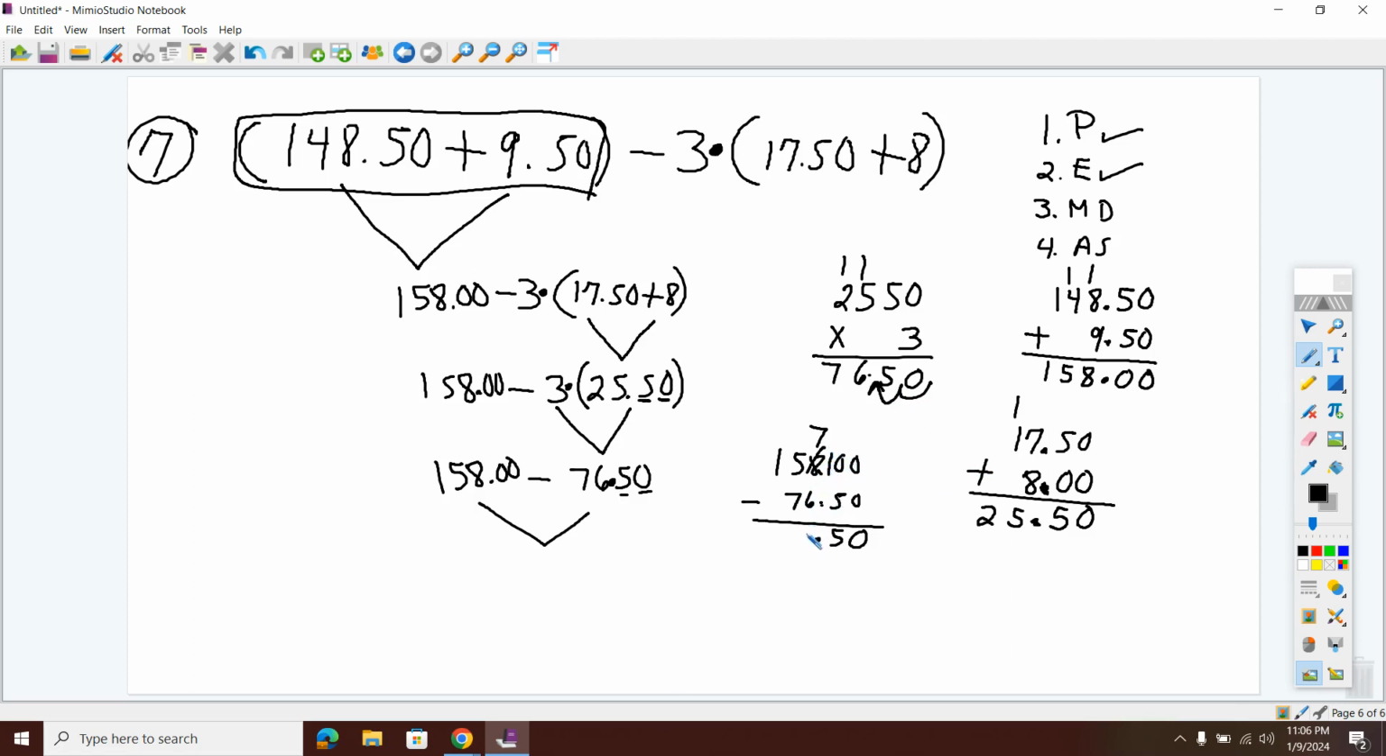7 minus 6, 1. I have to regroup again. So this guy becomes 15. This guy will become 0. 15 minus 7, 8. My final answer should be 81.50. So first I did this parenthesis. Then I did this parenthesis. Then I did the times. And finally subtract, being careful with the decimal.